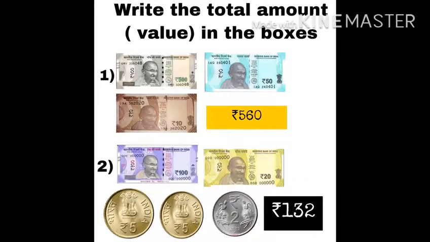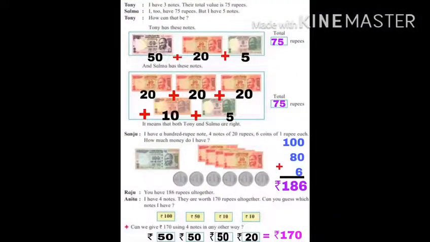Write the total amount value in the empty boxes. Here you have to add the notes and get the answer. First is 500 rupee note, 50 rupee note, 10 rupee note. When you add it, you are getting the answer as rupees 560. Second, 100 rupee note, 20 rupee note, 2 coins of 5 rupees and 1 2 rupee coin. Answer is 132.